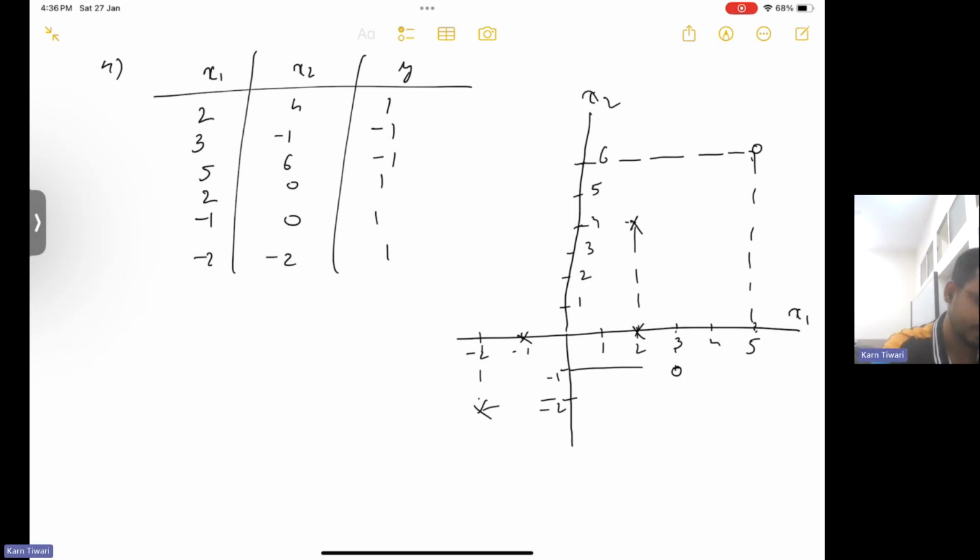So what do you think? Whether we can separate it or not? Anyone can answer this question? What do you think, whether we can do this or not?